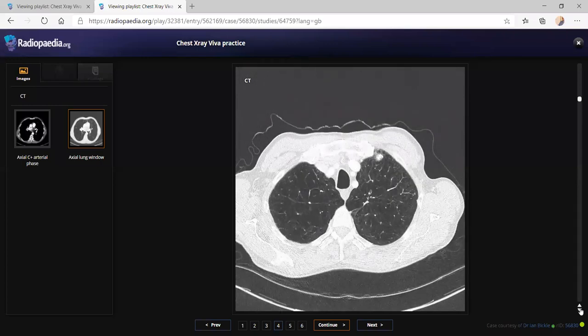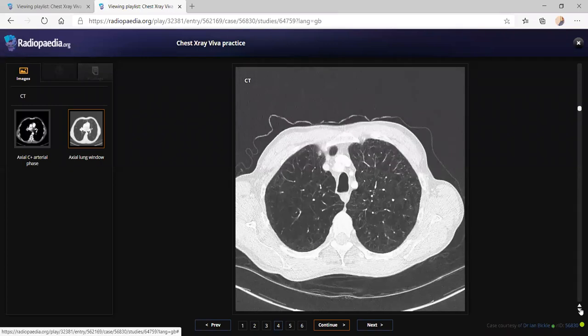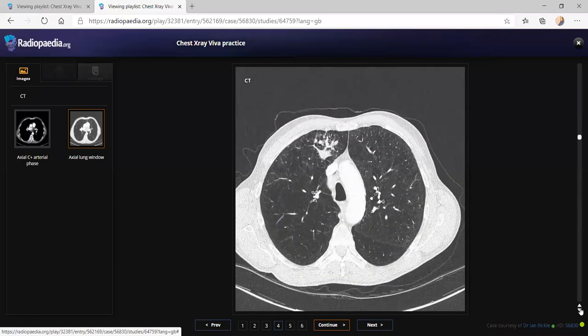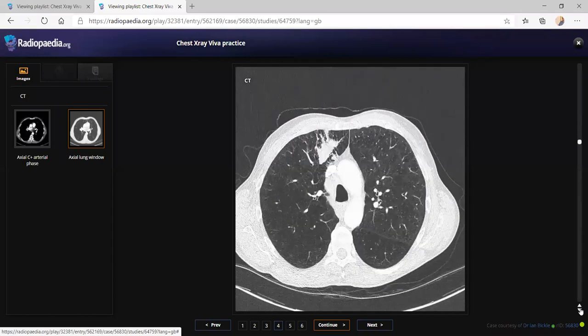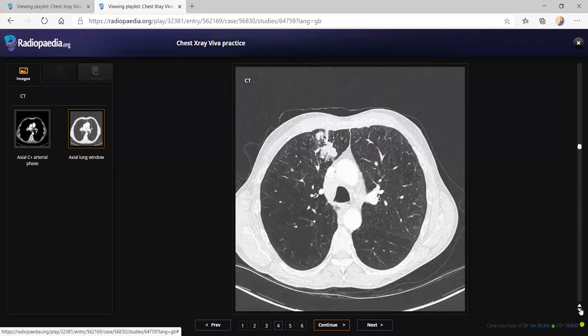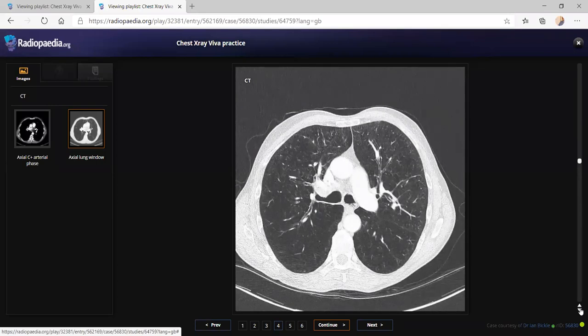So in the lung windows, I can see there is an opacity in the right upper lung, which shows some spiculation. So I'm suspecting a possible lung tumor with associated lymphadenopathy as described. So no pleural effusion, and trachea and major bronchi appear normal.